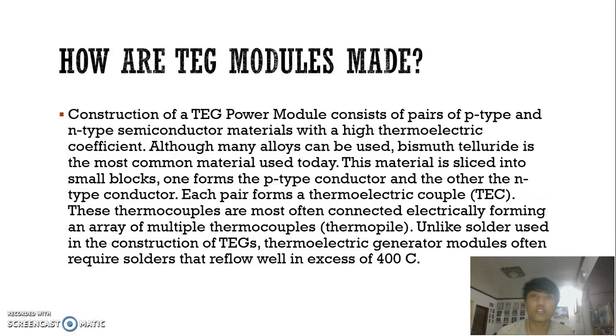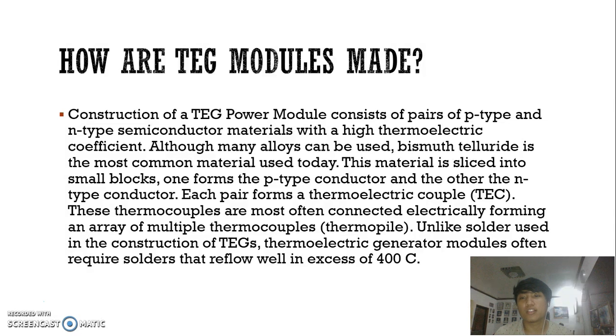How are TEG modules made? Construction of TEG power module consists of pairs of p-type and n-type semiconductor materials with a high thermoelectric coefficient. Although many alloys can be used, bismuth telluride is the most common material used today. This material is sliced into small blocks. One forms the p-type conductor and the other the n-type conductor. Each pair forms a thermoelectric couple or TEC, and these thermocouples are most often connected electrically, forming an array of multiple thermocouples, or in short thermopile.